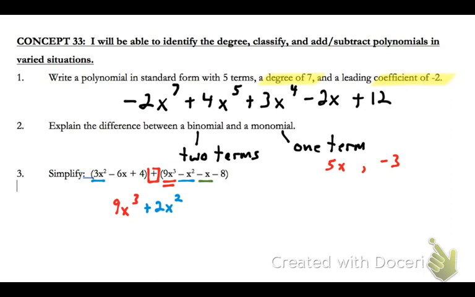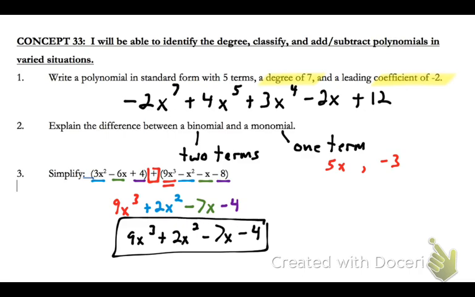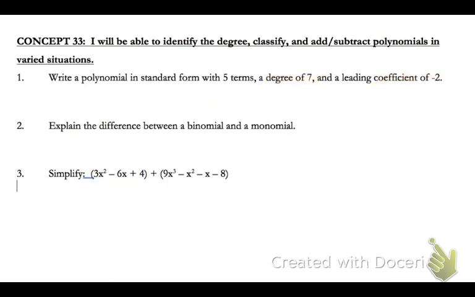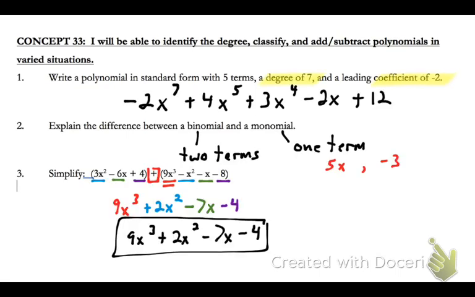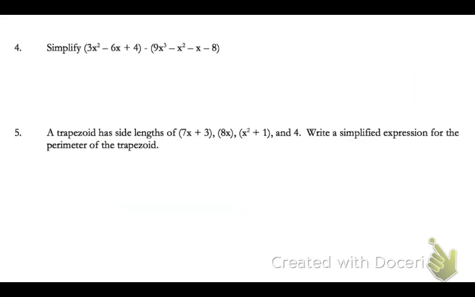We have a -x and a -6x, making -7x. A positive 4 and a -8, making -4. So our answer, 9x cubed plus 2x squared minus 7x minus 4. On to problem number 4. Problem number 4 is very similar.